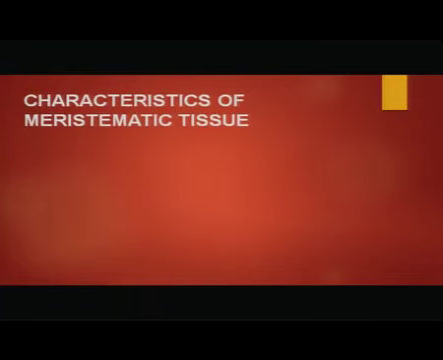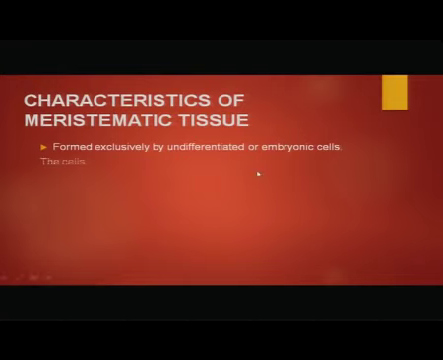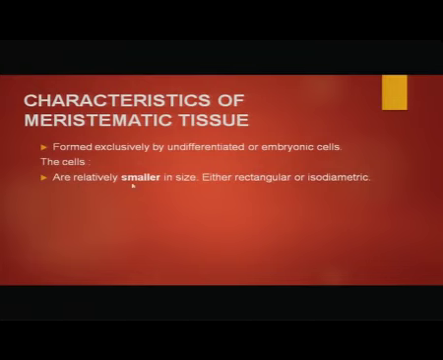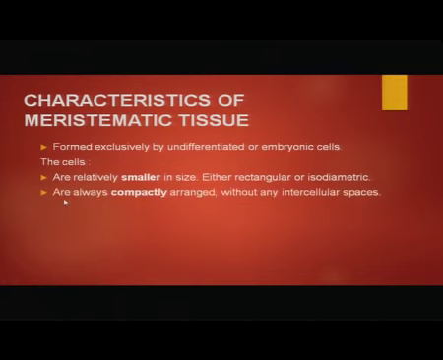Moving on, let us now see the characteristics of meristematic tissues. The cells and the tissues we are talking about are formed exclusively by undifferentiated or embryonic cells. And these properties of the cells are as follows. They are relatively smaller in size. They are either rectangular or isodiametric, that is, maybe polygonal or oval in shape. They are always compactly arranged and without any intercellular spaces.